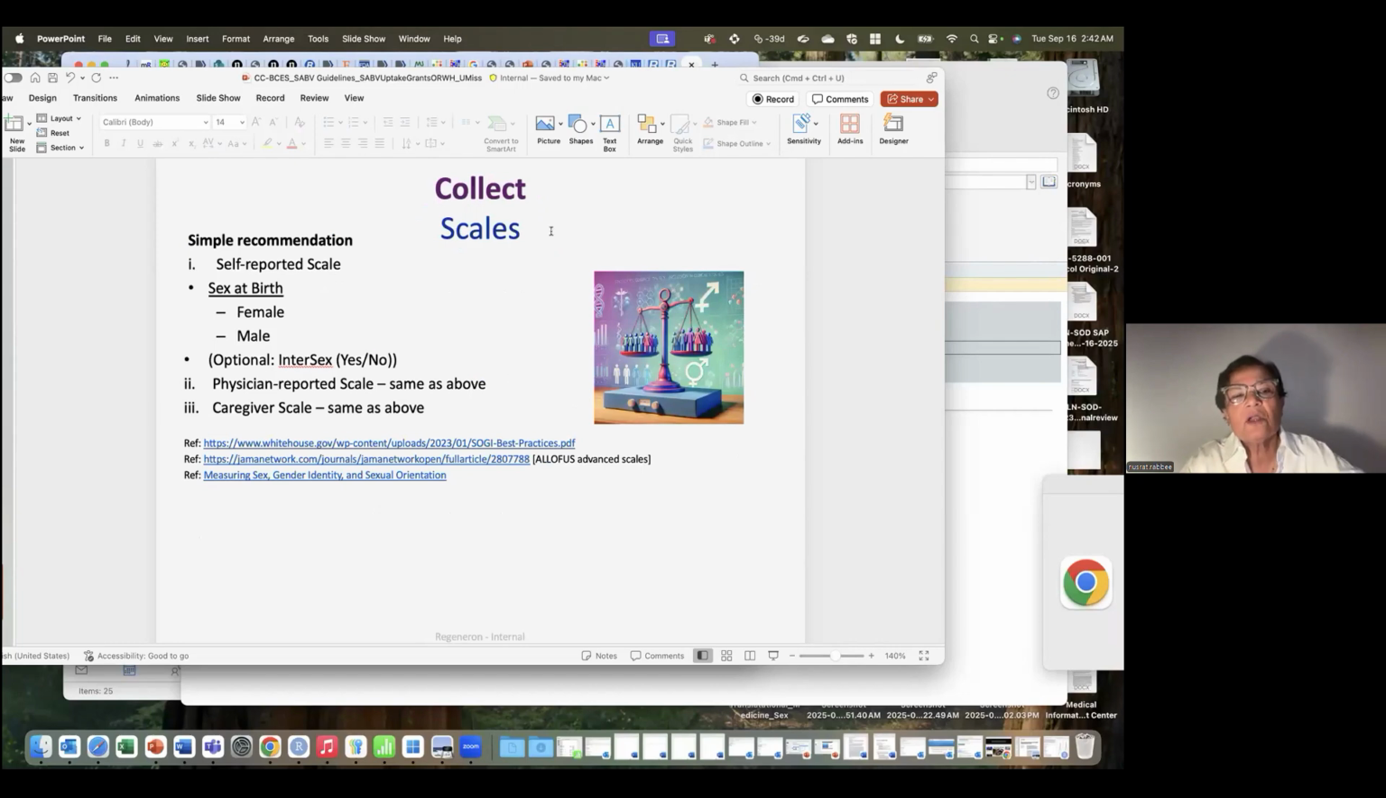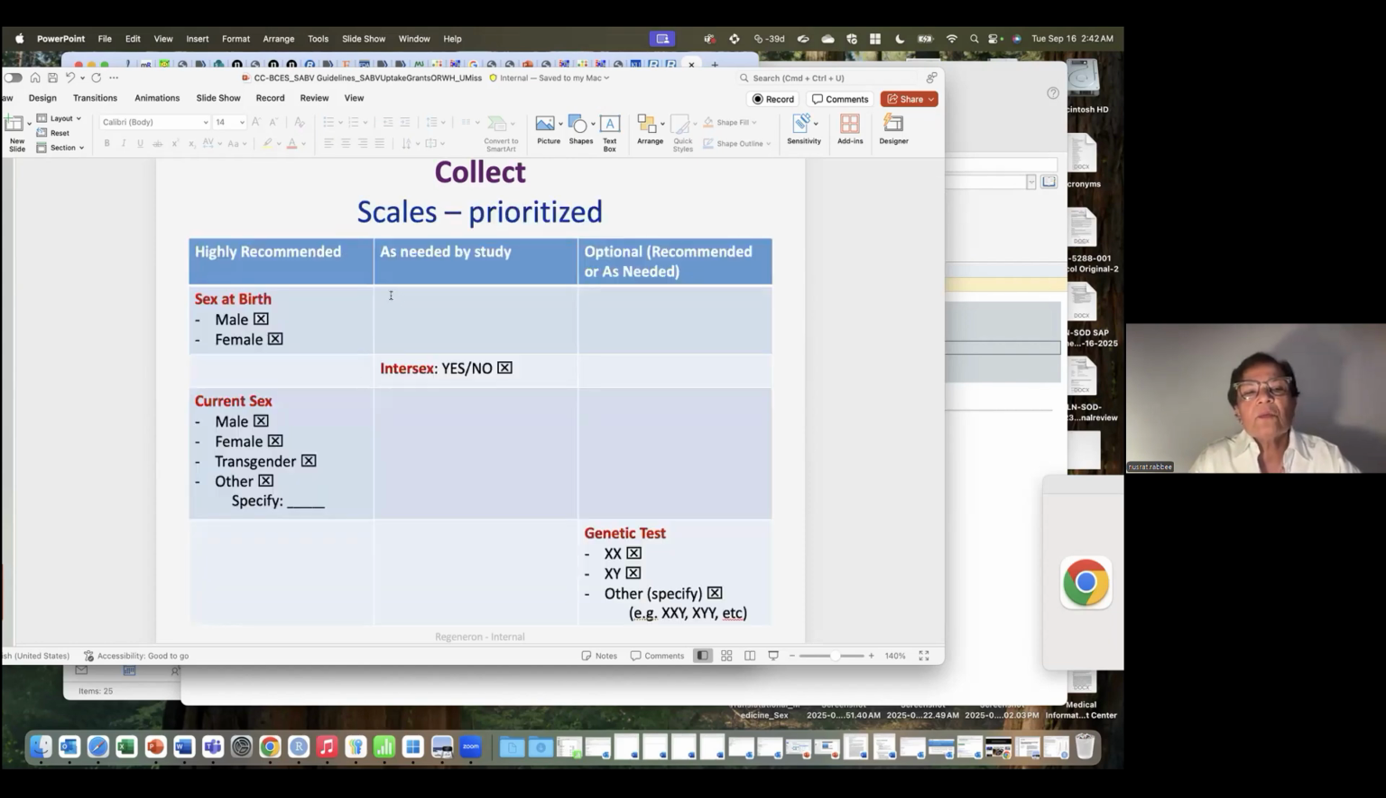Now we're in the second C, collect. How do we collect it? So what I suggested for the NIH is to have sex at birth for sure, female and male, and also to include intersex. I also have sex at present, and I'll get into that in a bit. Sex is usually self-reported, but you can also have physician-reported if it's a pediatric study, for example, or a caregiver.